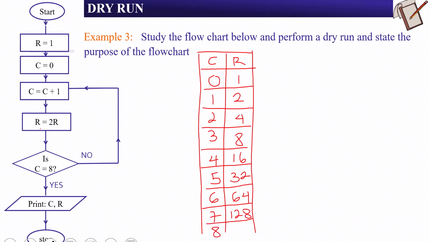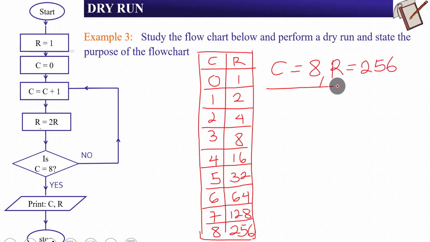And for 128 times 2, we're going to get 256. So finally, we have C equaling to 8. So if C is equaling to 8, we print C and R. Our C is equaling to 8 and our R is equaling to 256. So that is the first part. We have performed the dry run, and finally we have printed C and R when C is 8 and R as 256, and we have stopped.